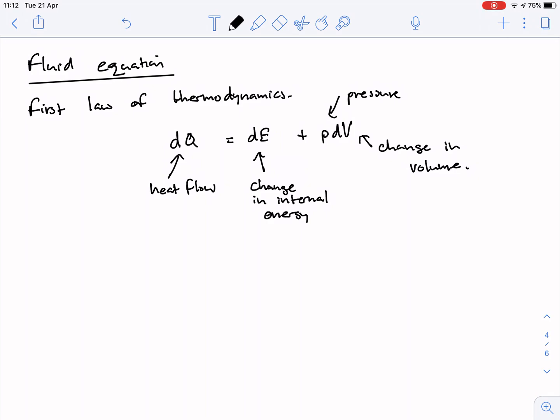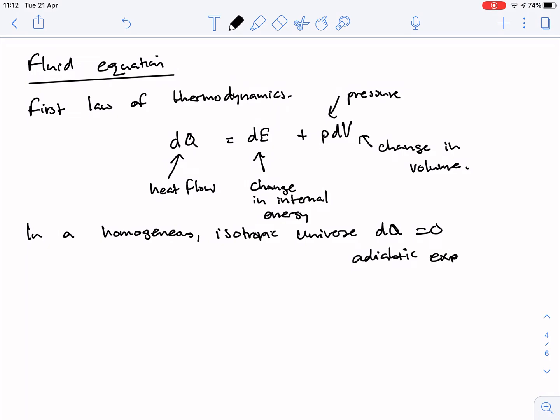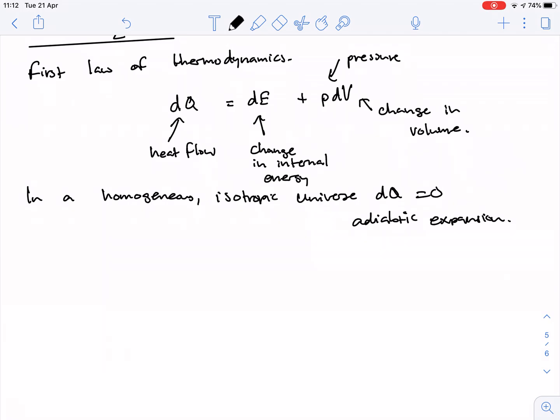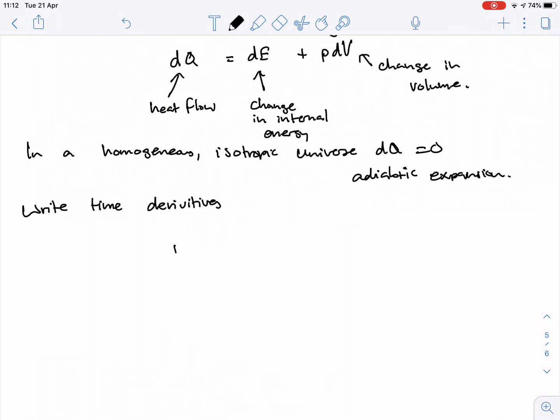So, in our homogeneous, isotropic universe, dQ equals 0. Formally, that means it's an adiabatic expansion. More generally, that condition of homogeneity and isotropy means that there can't be a heat flow because that will give you a preferred direction and will break the cosmological principle. So if I write this now as time derivatives, we're interested here in how things change with time. And therefore I can write that E dot plus P V dot equals 0.